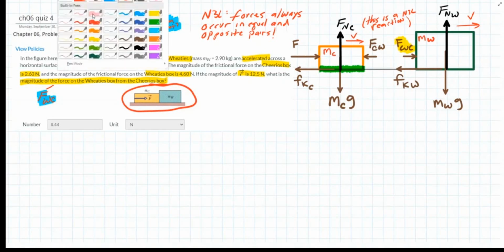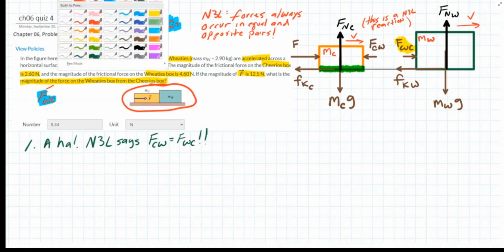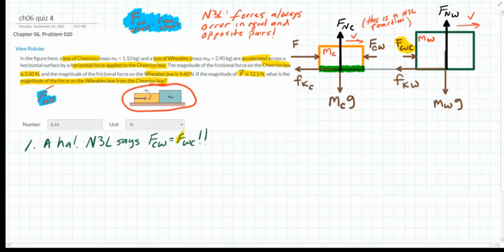And then a very important note. Step number one. Newton's third law says all forces occur in opposite and equal pairs. Newton's third law says that whatever FCW is, that's going to be the same as FWC. So that's good to know, especially since this is my dollar sign. I need to find the force acting on the Wheaties from the Cheerios.